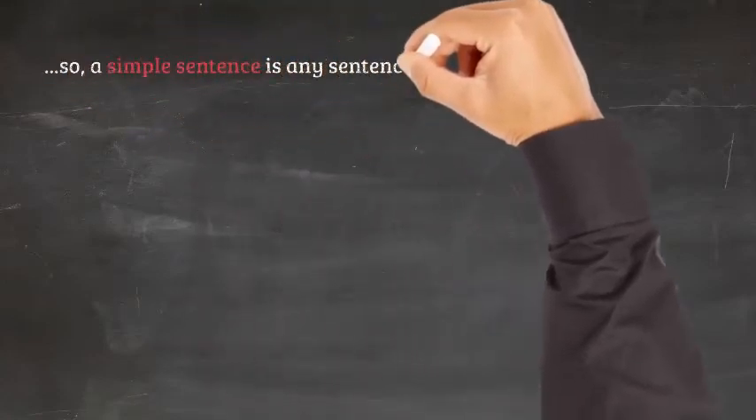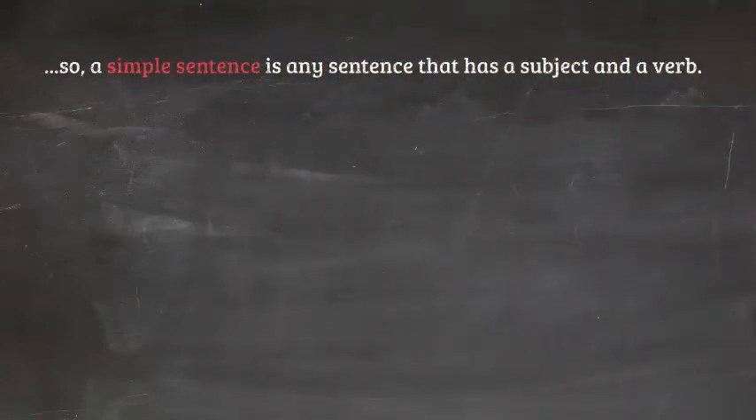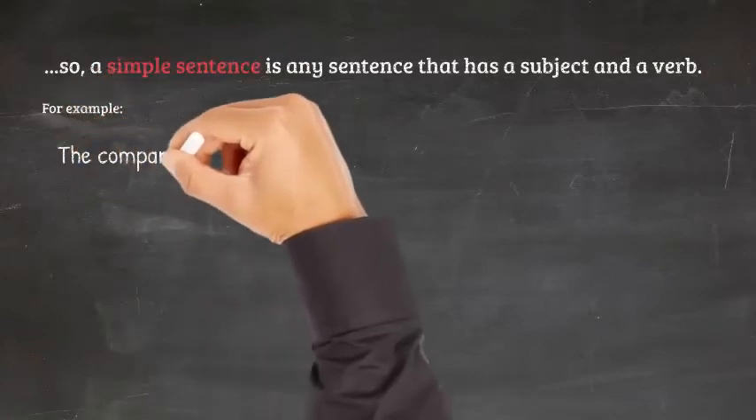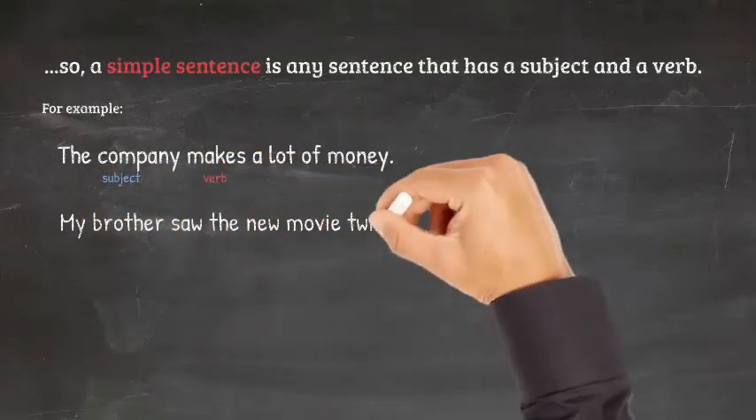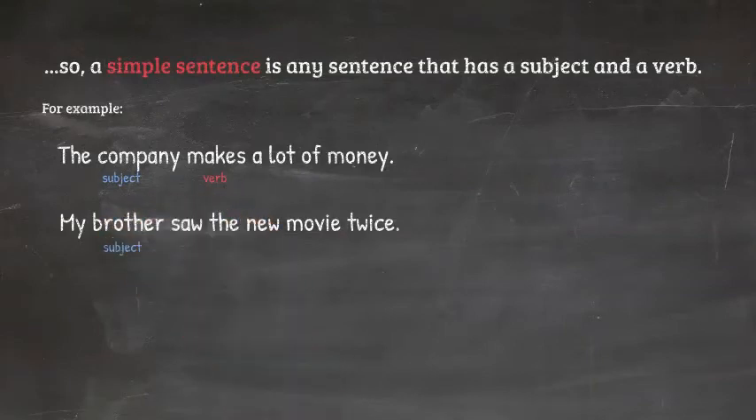Now that we know what makes a sentence, let us look at what makes a simple sentence. Basically, a simple sentence is any sentence that has one subject and one verb. For example, "The company makes a lot of money." "The company" is a subject and "makes" is the verb. Or "My brother saw the movie twice." "My brother" is a subject and "saw" is the verb.